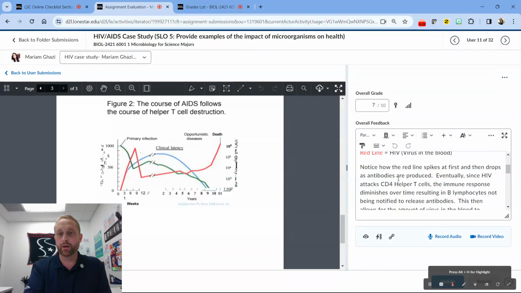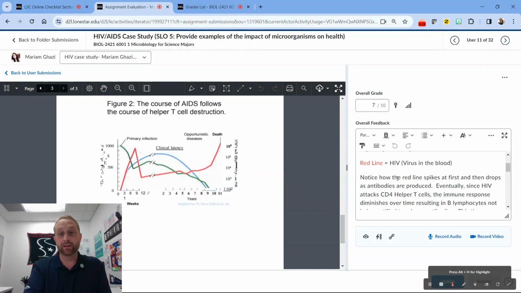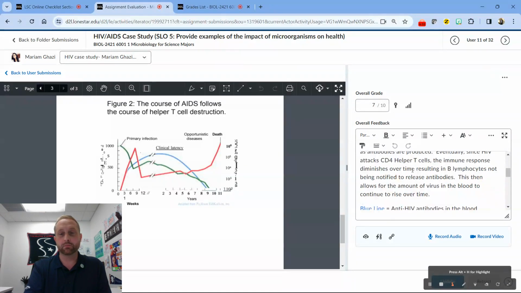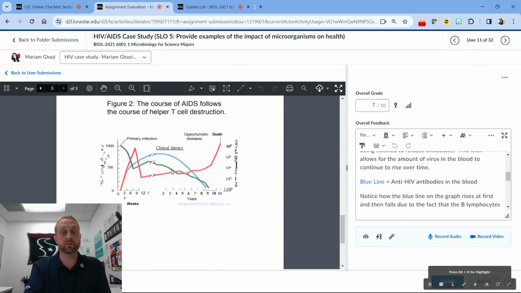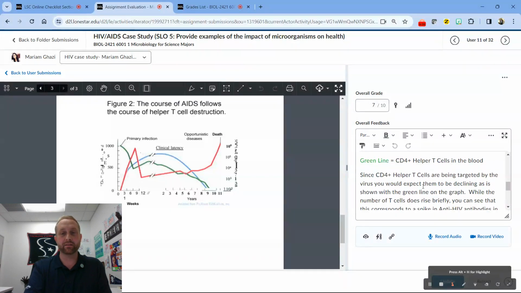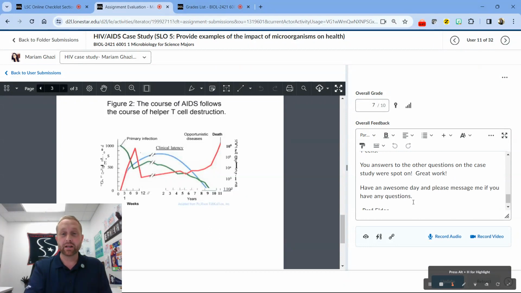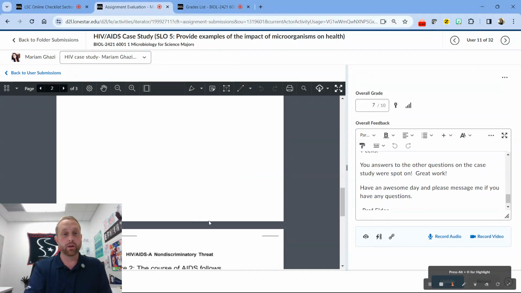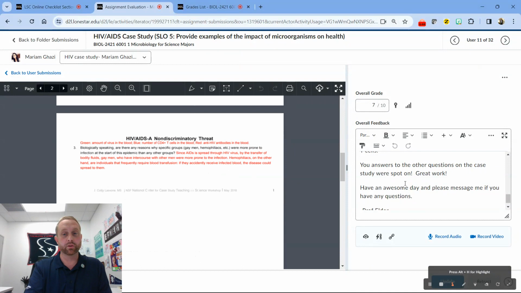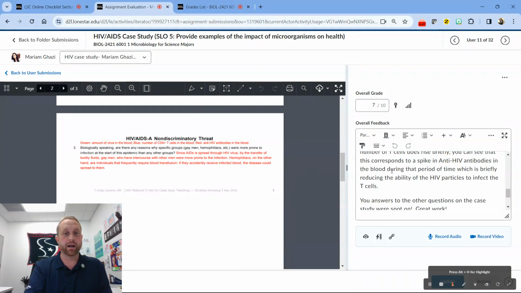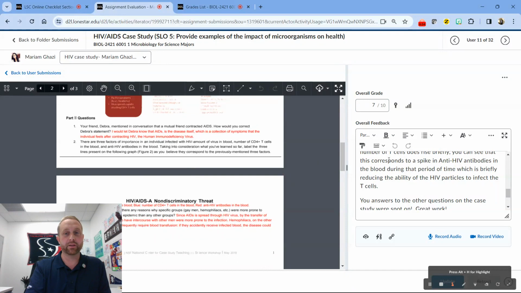And so I went through and explained, hey, the red line represents the amount of virus in the blood over time, whereas the blue line represents the anti-HIV antibodies, and went through the whole explanation of why, and then let them know that their other answers looked really good. So I provided them some feedback there. It's just one example of providing feedback on an assignment, and then they got their grade, quantitative feedback and qualitative feedback on this assignment.